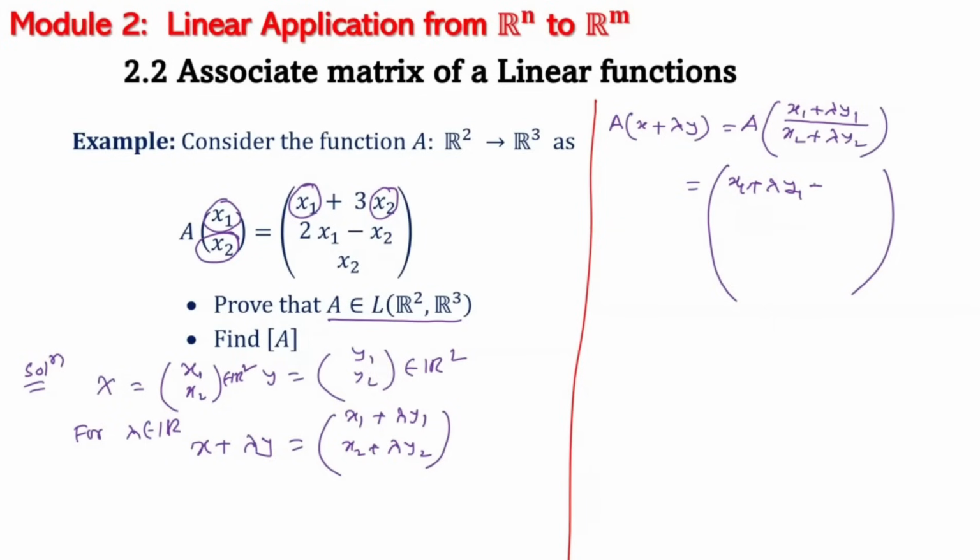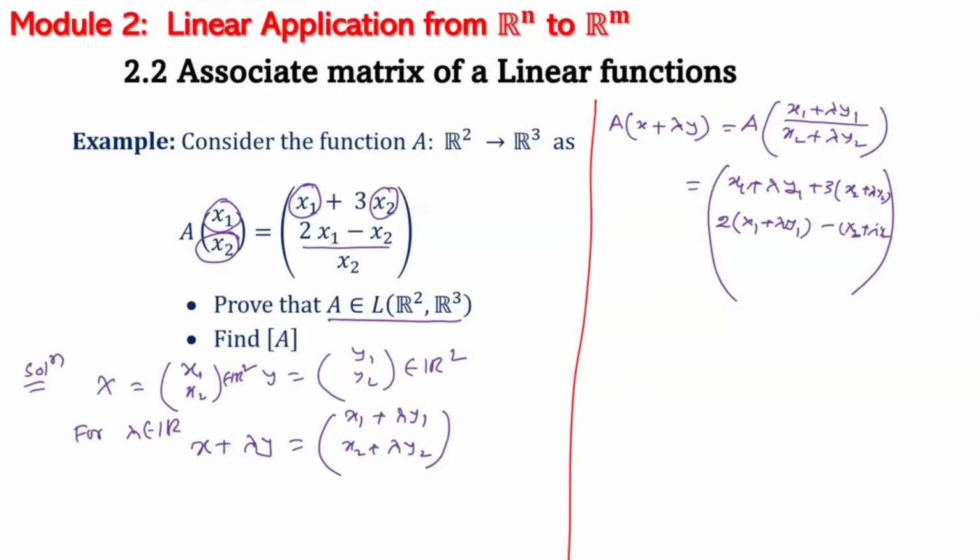Then we have 3 times (x2 plus lambda y2). In the same way, the next entry is 2x1 minus x2, so 2 times (x1 plus lambda y1) minus (x2 plus lambda y2).